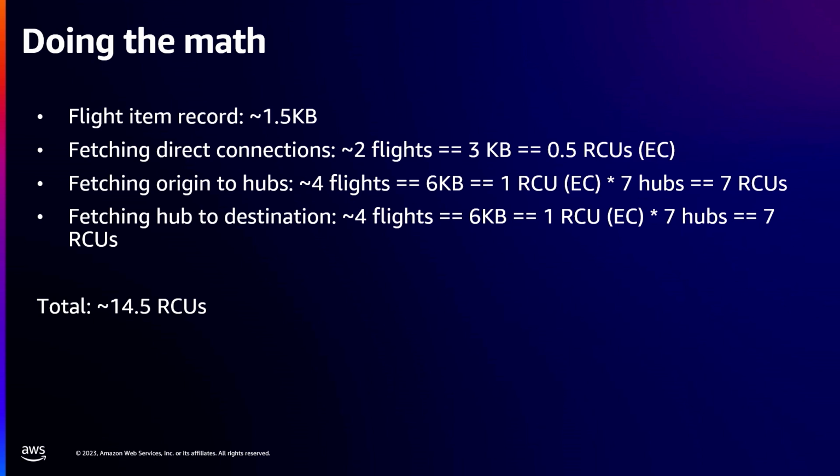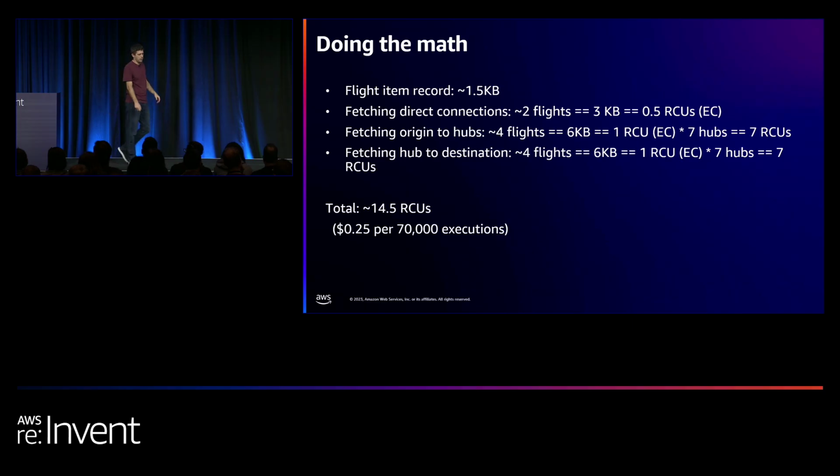And if you're wondering, hey, 14.5 RCUs, is that expensive? On-demand mode, that's going to cost you about $0.25 per 70,000 executions, right? So probably not that bad for you to do this. Generating flight options between these things, you can do 70,000 of them for $0.25, which I think is fun that you can calculate that sort of thing out.